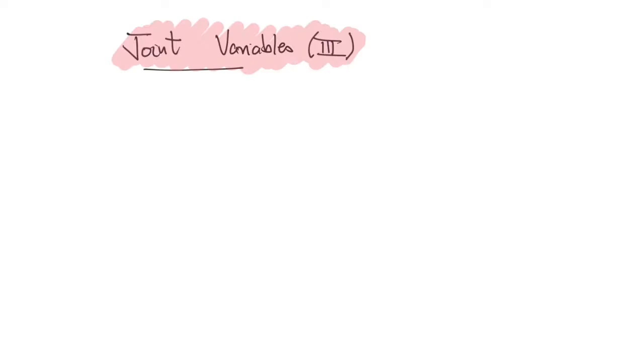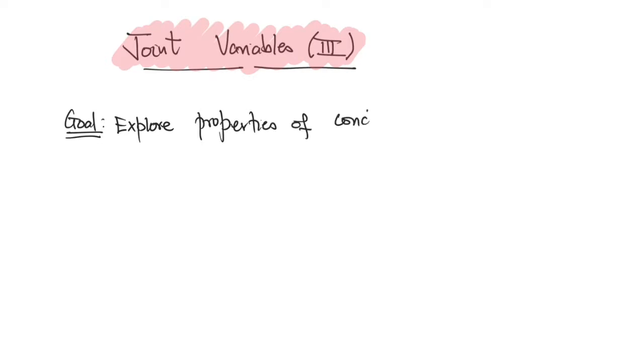Today we will talk about joint random variables. This is part 3 of a series of videos on joint random variables. The goal here is to explore properties of conditional distributions.